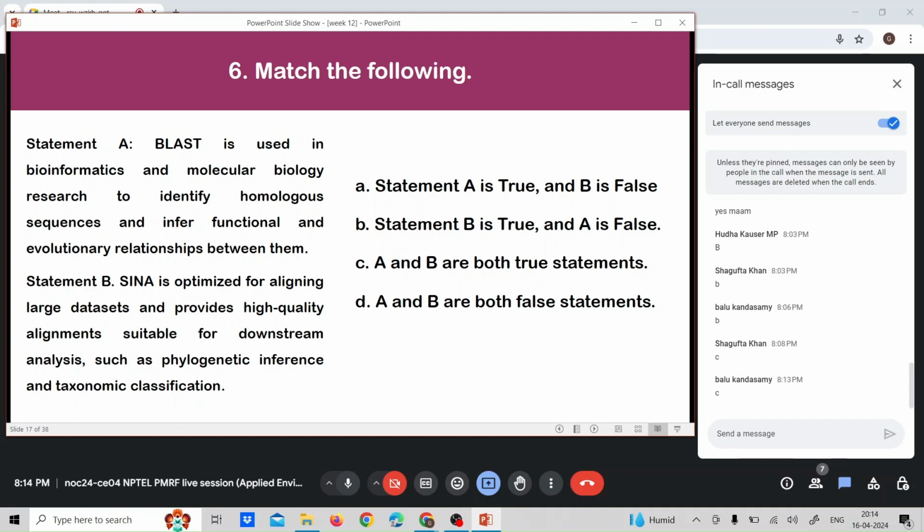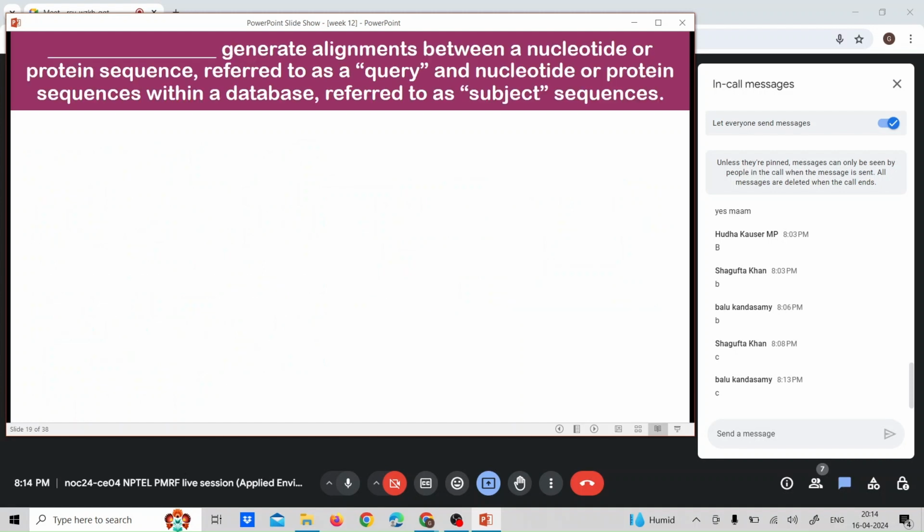So statement A is true, and in the case of statement B, SINA is an optimized tool for aligning large data sets, and it provides high quality alignment suitable for downstream analysis. The downstream analysis can be phylogenetic or taxonomic studies after the alignment. So both the statements are true. So here is the next question. This is just a fill in the blank question.